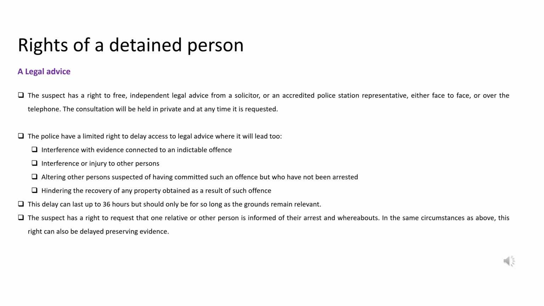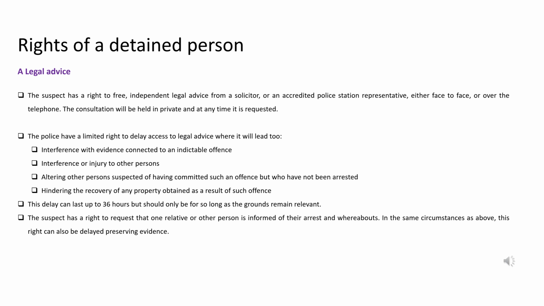However, the police do have a limited power to delay access to legal advice in certain serious situations. This usually applies where allowing immediate access could interfere with the investigation of an indictable offense. For example, access may be delayed if the police believe it could lead to interference with evidence, injury to other persons, warning other suspects who have not yet been arrested, or hindering the recovery of stolen or illegal property connected to the offense. Any delay must be justified and can last for a maximum of 36 hours, but only while those reasons continue to exist.